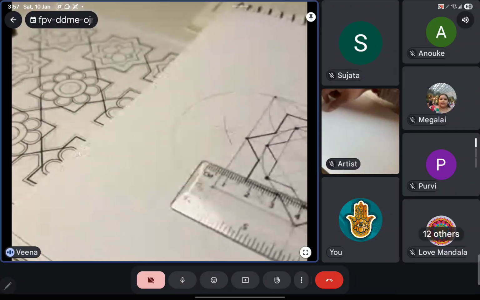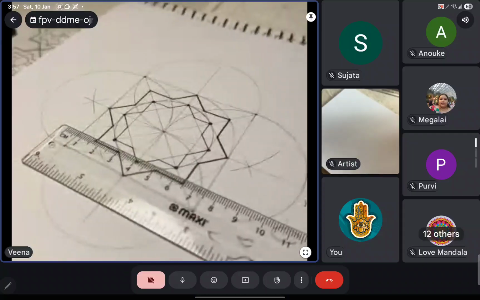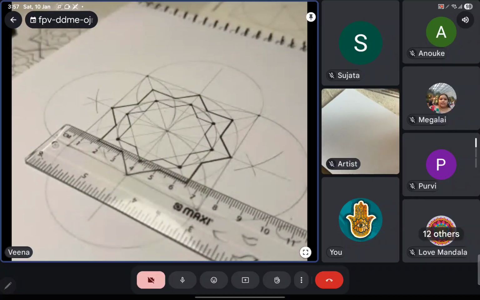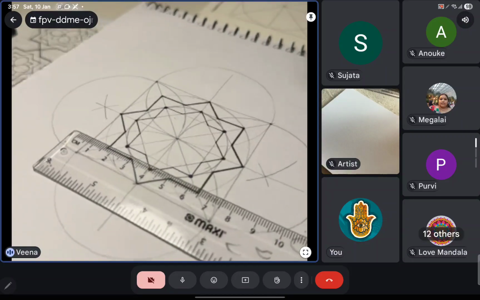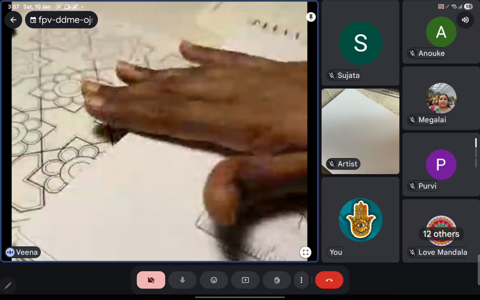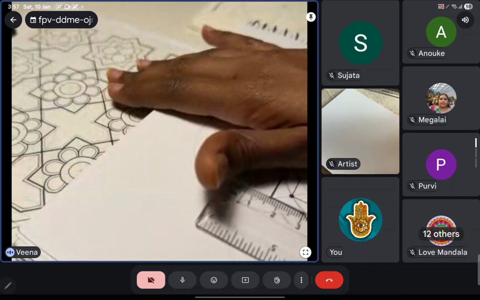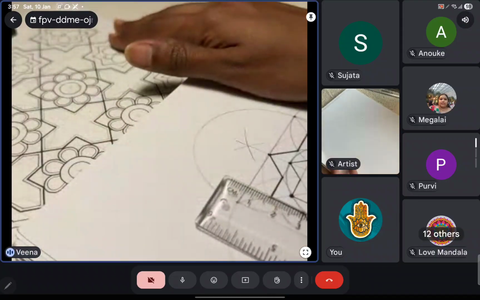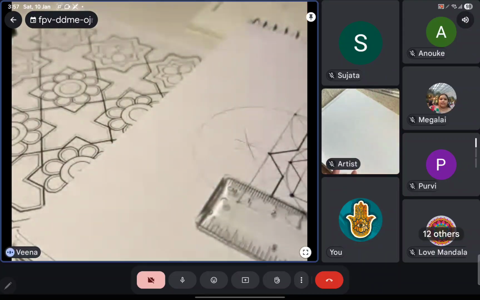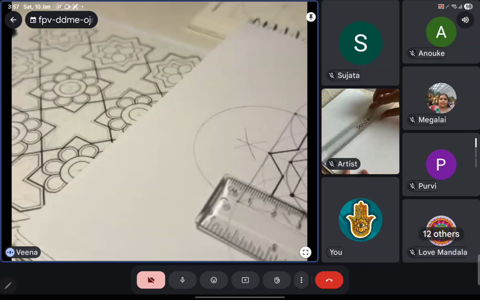Veena, should we not do it on A5 so we can do it more quickly? We have 1 hour left. Yeah, so we won't be completing the whole thing. We'll just do the structure, and then it can be completed at a later phase.